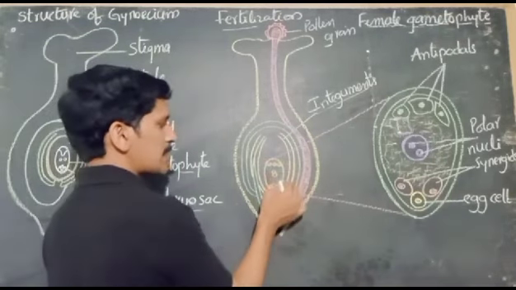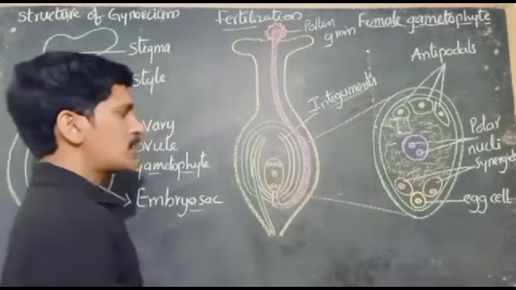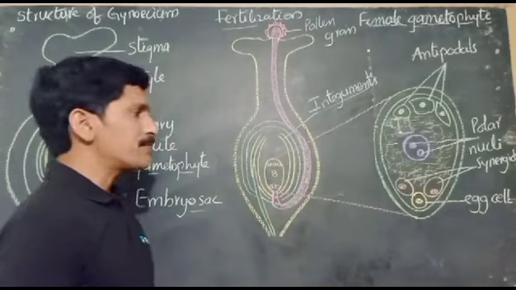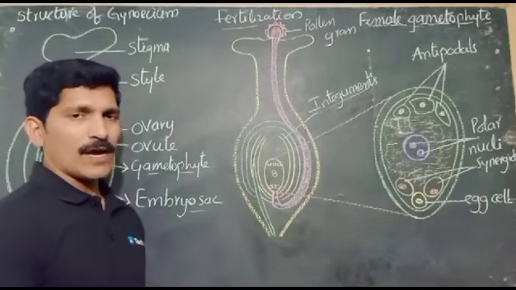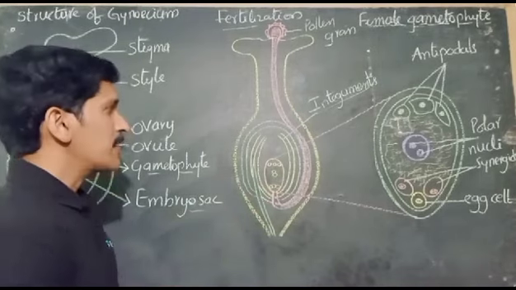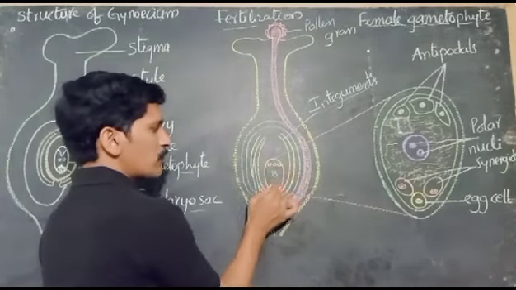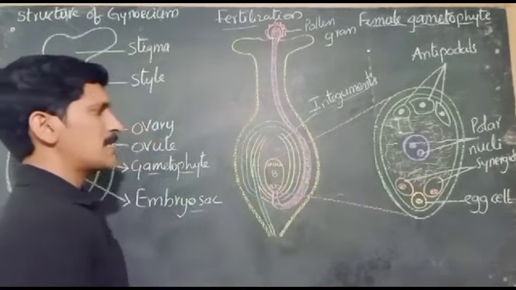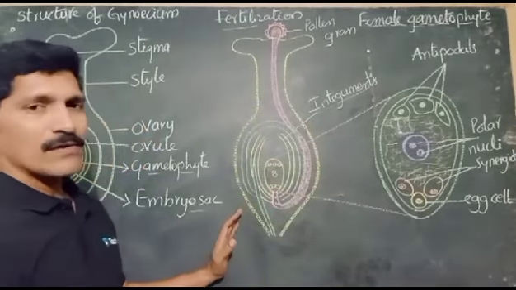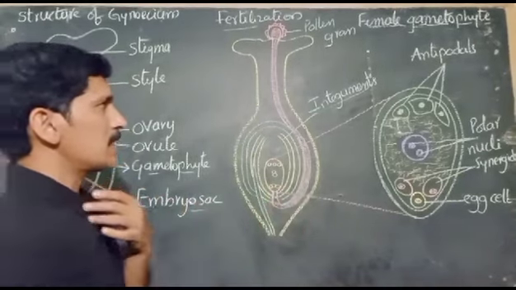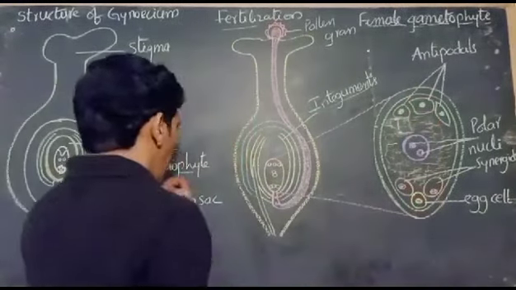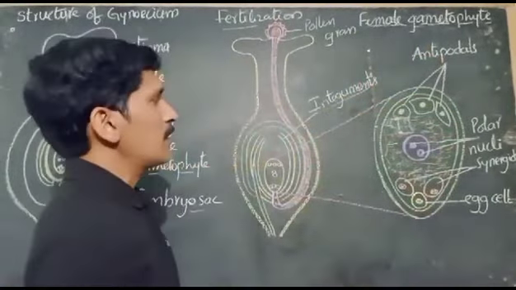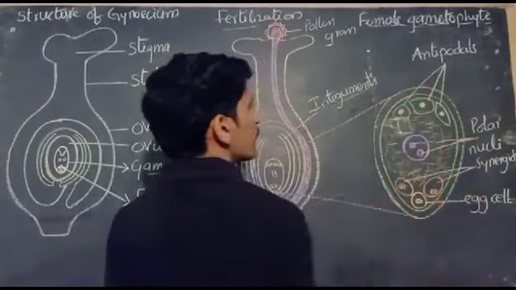When you see the embryo sac structure, there are 3 plus 3, 6 plus 1, 7 cells and 8 nuclei. Actually, this was formed by 3 mitotic divisions. 1, 2, 3, 4, 5, 6 and 7, the central cell. This is the structure present inside the embryo sac, which is called the female gametophyte. So we will see the female gametophyte structure.